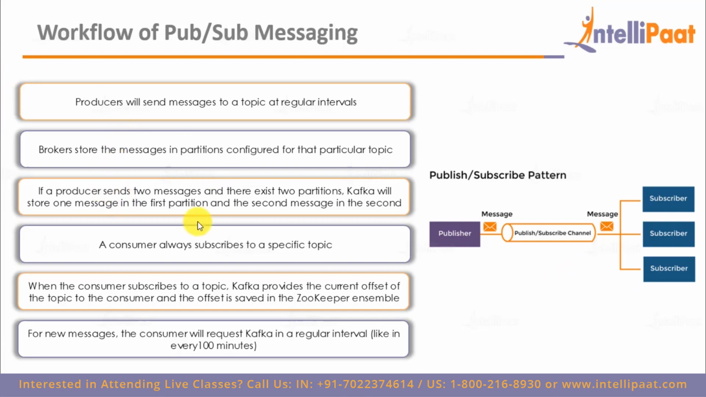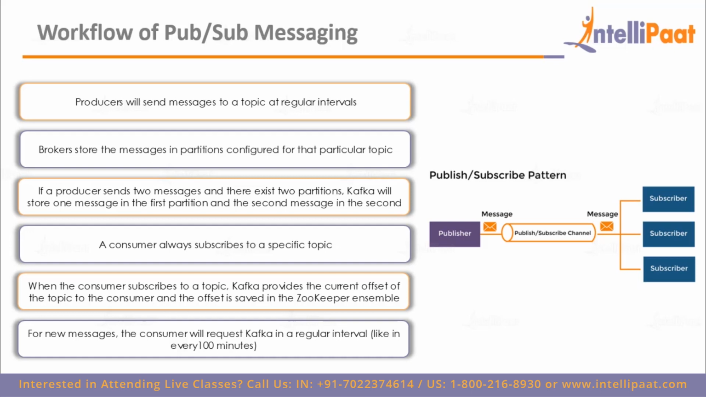Now, if a producer sends 2 messages and there exist 2 partitions, Kafka will store one message in the first partition and the second message in the second. So this is how it works. Now again, let's take our football topic. Let's say this football topic is divided into 3 partitions and we are sending around 6 messages. The first message would be stored in the first partition, the second message in the second partition, and the third message in the third partition. Now again, the fourth message would be stored in the first partition again, the fifth message in the second partition, and the sixth message in the third partition. So this is how it works.